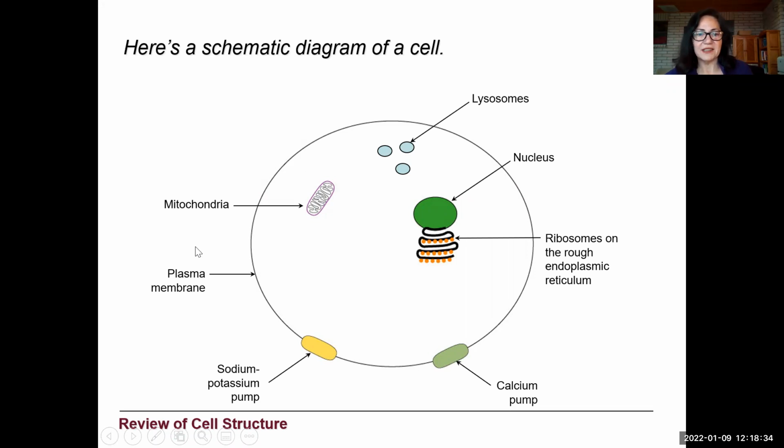Let's start at the outside. There's a plasma membrane. You'll hear this variously called plasma membrane, cell membrane, phospholipid bilayer. It all means the same thing. It's a double layer around the outside. The phospholipids, the lipid tails, face in towards each other. Then the phosphate heads are on the outside and on the inside of the cell. Embedded in that phospholipid bilayer, there are some proteins.